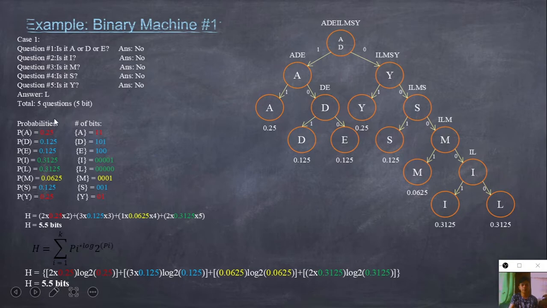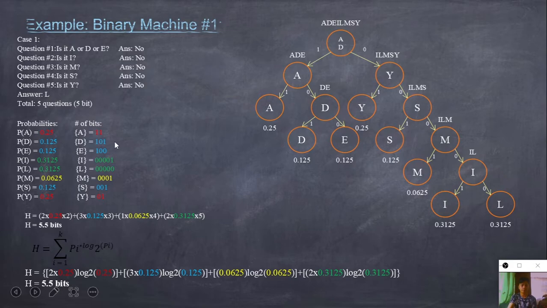So for its probability, probability of A is equal to 0.25 as we can see on this level. So first level is 0.25 and A goes to 0.25, 0.5 for the first level. So A is 0.25, D is 0.125, and E is 0.125, and I 0.3125, L 0.3125, M 0.0625, S 0.125, and Y 0.25.